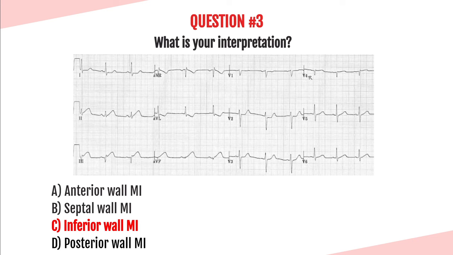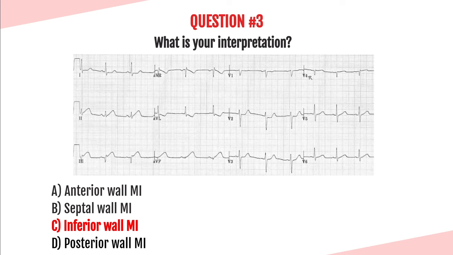And we will see reciprocal changes such as ST depression in AVL. Usually we see the reciprocal changes in 1 and AVL, but this is an EKG from the early stages of an inferior infarct, so that's why you might not see as much of a pronounced ST change as others.